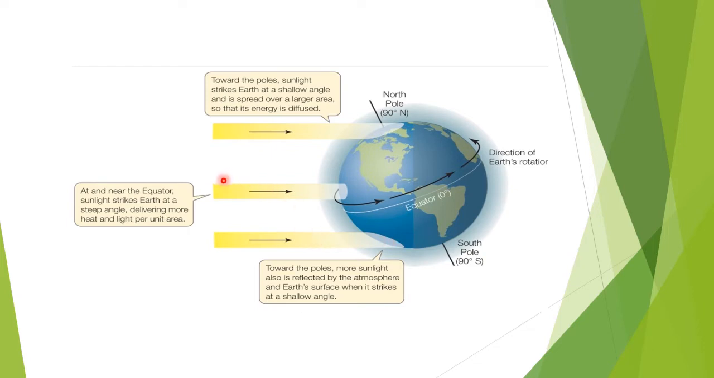But at the equator and near the equator, sunlight strikes earth at a steep angle, delivering more heat and light per unit area at the equator. That's why at the equator you will always find good temperatures, and the sunlight is for more duration.